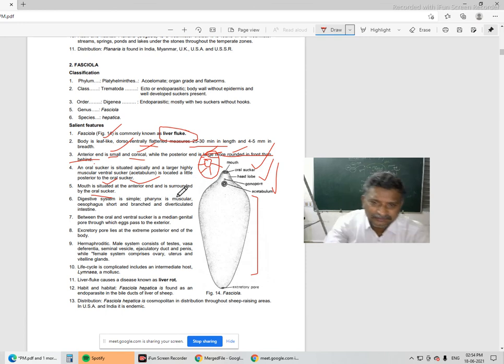Pharynx is muscular, but we cannot see it. Between the oral and ventral sucker is a median genital pore. One more important structure we can see. That is enough. That liver fluke causes a disease known as liver rot. This is extra information, not necessary here.